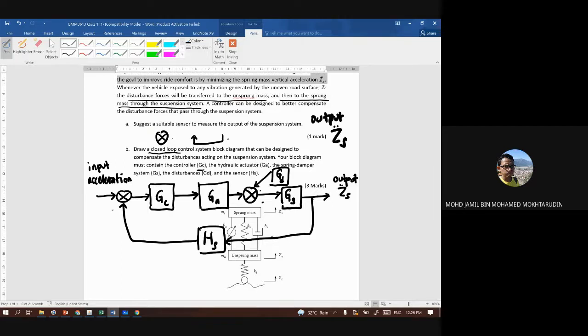And also make sure that the feedback loop is coming from here. Maybe some of you draw it from the box. Okay, so sometimes you might lose marks here if you draw the feedback loop coming from the box. Okay, so if you have all of this, then you get 3 marks. Any question before we proceed to quiz number 2?